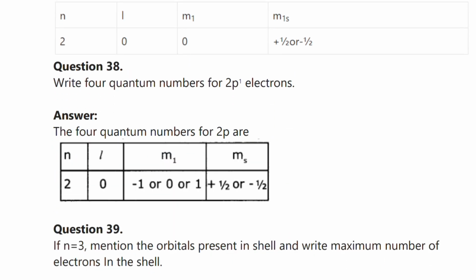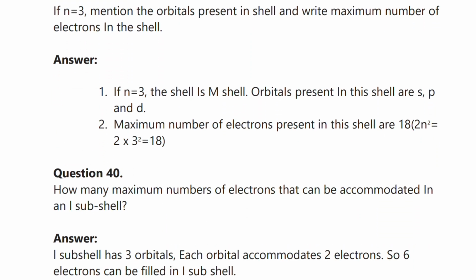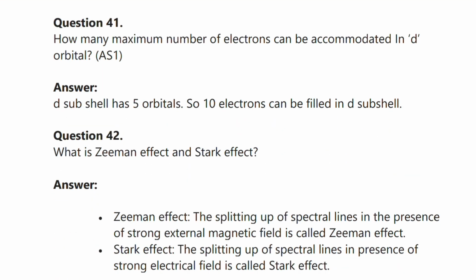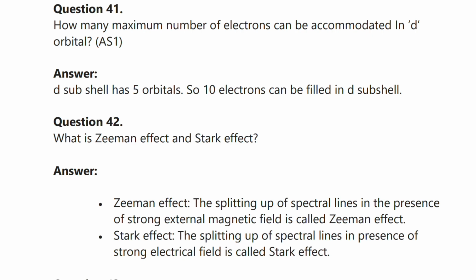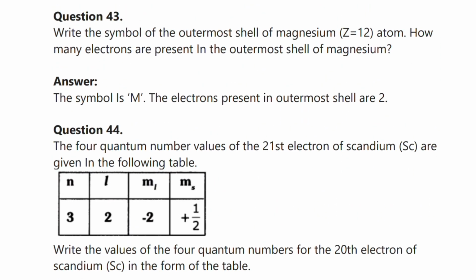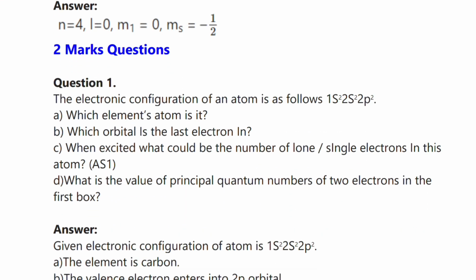Write 4 quantum numbers for a 2p 1 electron. Now question number 39. Question number 43, question number 44. So 1 more question is completed here, so 2 more questions start from here.